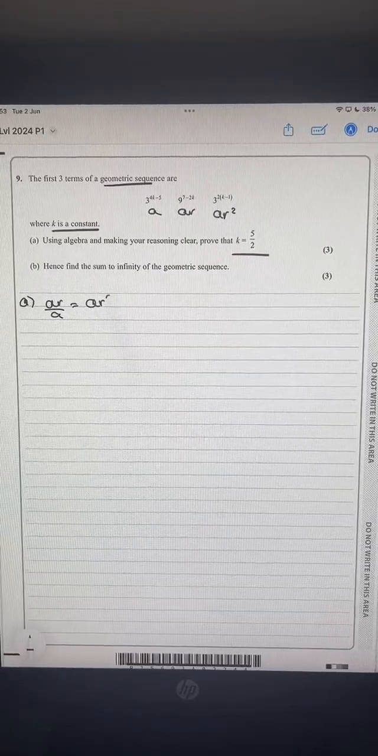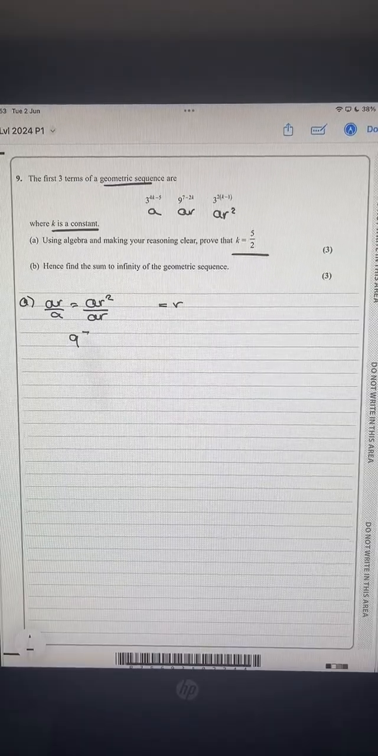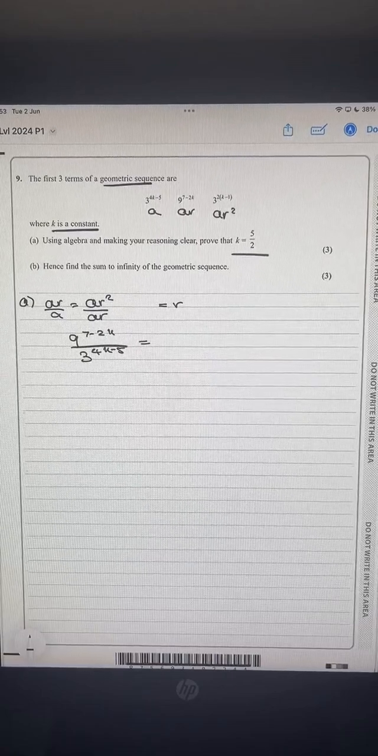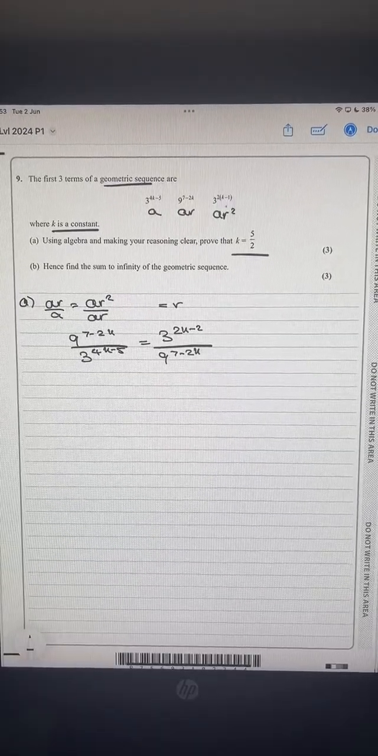So ar squared divided by ar, because they all equal r, right? The a's cancel and the a's cancel there, and one r cancels here, so they're all equal to r. So we know that those ratios are the same. So literally just put your values in: 9^(7-2k) divided by a, which is 3^(4k-5), is equal to 9^(7-2k), and that is 3^(2k-2), a little bit of bracket expansion up there.